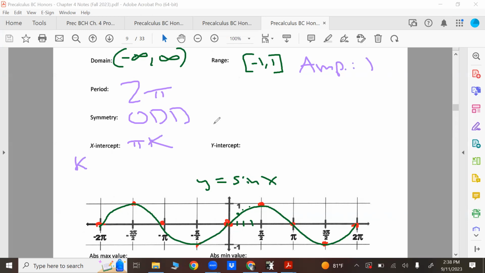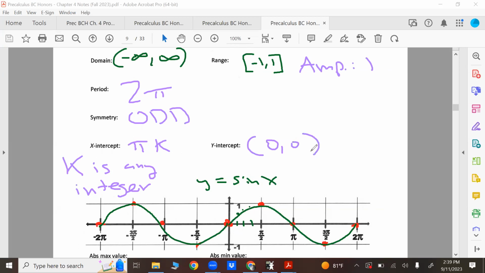Do we need to use k? Do you want to use a different letter? It doesn't matter which one we use. How about N? I like N. I just terribly write k's, but that's all right. Where k is any integer. So zero counts, right? Because zero is an integer. The y-intercept, of course, is 0, 0, the origin. So far we're good. All makes sense.